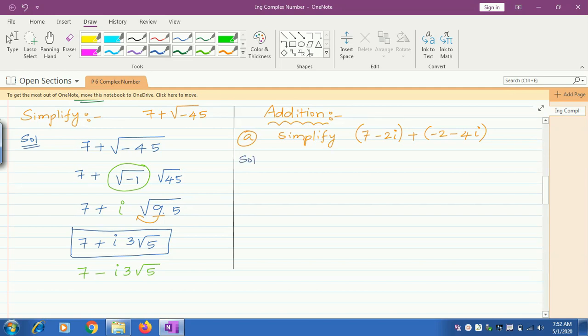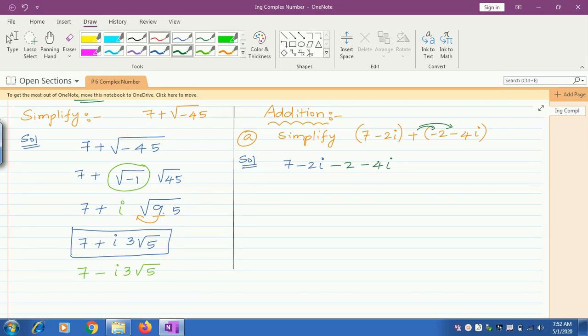It is just a simplification with the numbers. I can write it as 7 minus 2i. If you are multiplying the plus here, what happened? There will be no change, therefore you will get plus into minus, minus 2 and minus 4i.